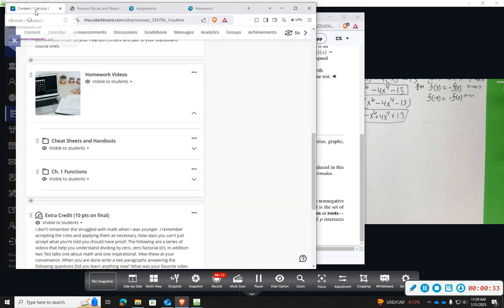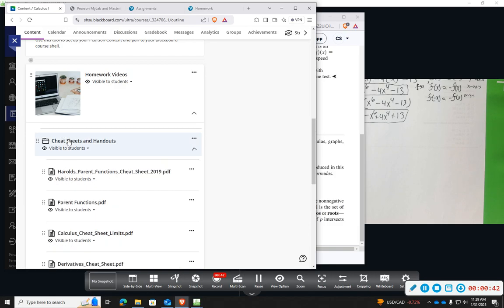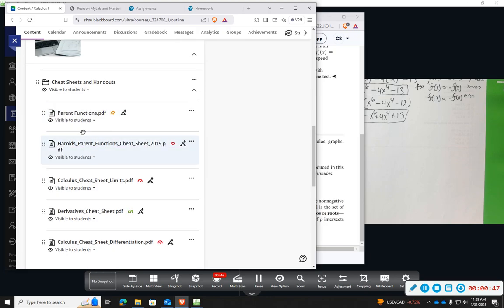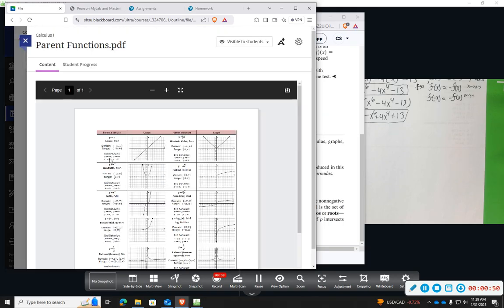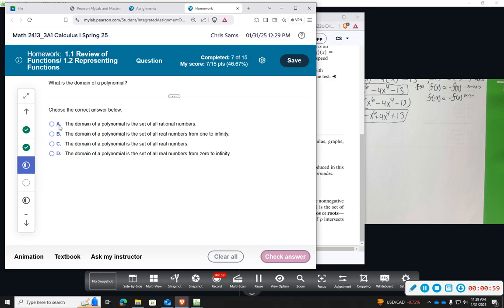I've also taken the liberty to add that to our Blackboard. So in our videos, where your homework videos will be, there are cheat sheets and handouts. And in the parent functions, it shows you examples of the polynomials, and you can look at and see the domain and range of each of those. So becoming familiar with those will help you answer this one. Nothing you actually have to solve. You just need to know that the domain of a polynomial is going to be all real numbers. So looks like C, domain of a polynomial, set of all real numbers.